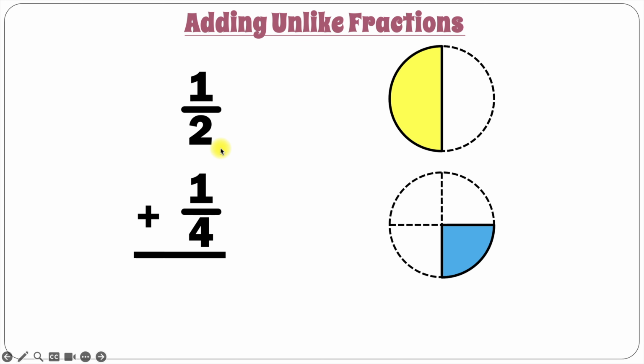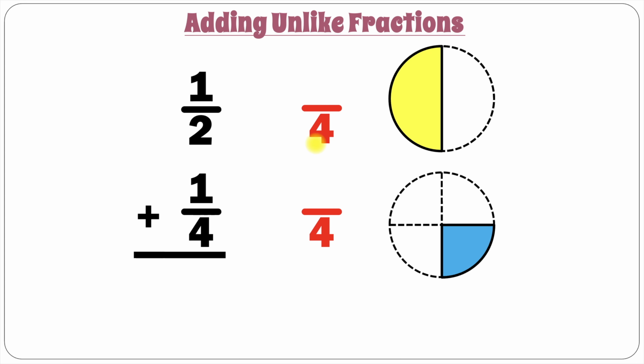So remember, we had 1/2 plus 1/4. The very first step is to find the LCD. So we're looking at our denominators, 2 and 4. And what is the least common denominator for 2 and 4? That would be 4. Now that we know that the LCD is 4, we go to step 2.